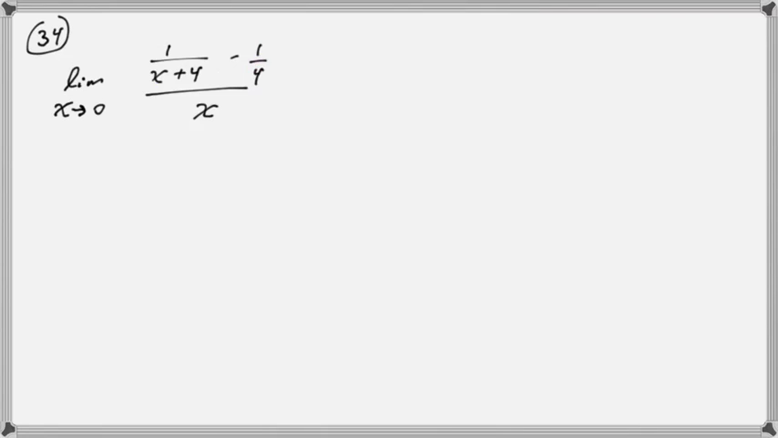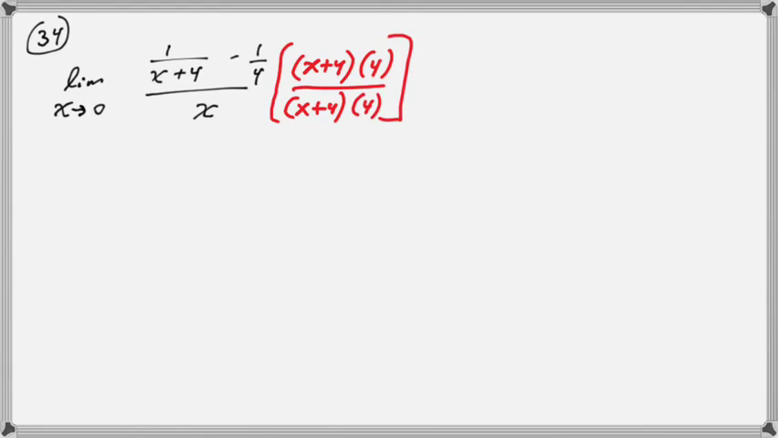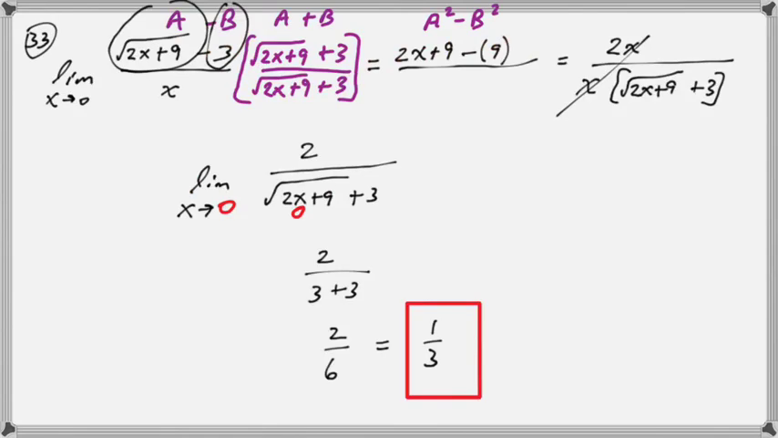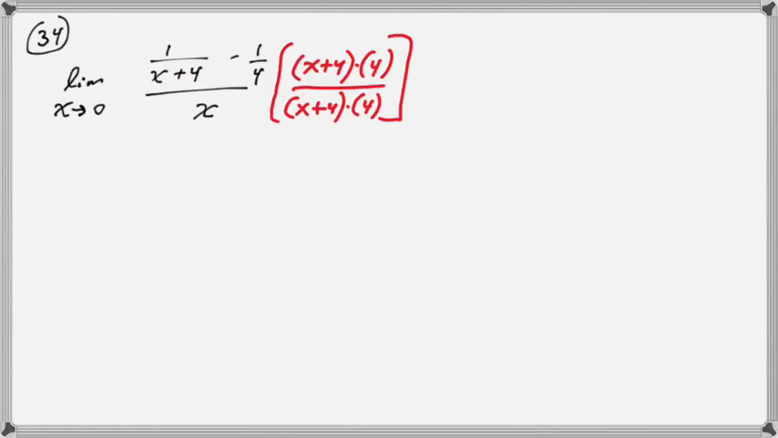This one's a common denominator. So your common denominator would be x plus 4 times 4. When you use a conjugate, you have a sign between them, either plus or minus, whereas if you're doing a common denominator, these are multiplied. Anyway, when I multiply here, the x plus 4's cancel, leaving me the 4.